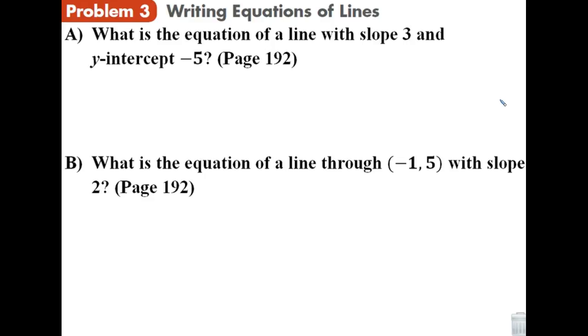In problem 3, we're going to be writing equations of lines. Part A asks, what is the equation of a line with slope 3 and y-intercept -5? We have the slope and the y-intercept. I'd say we want to use our y equals mx plus b, our slope-intercept form of the equation for this one. So filling those parts in, y equals m, which is our slope 3, x plus b, the y-intercept's a -5, so we'll just say -5.